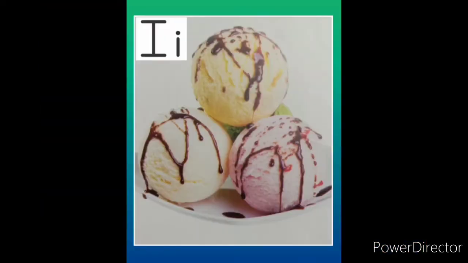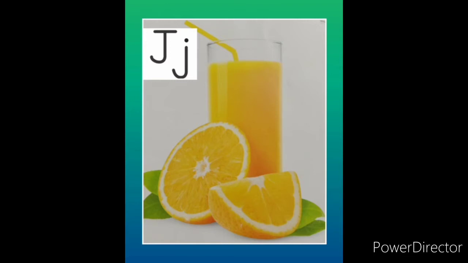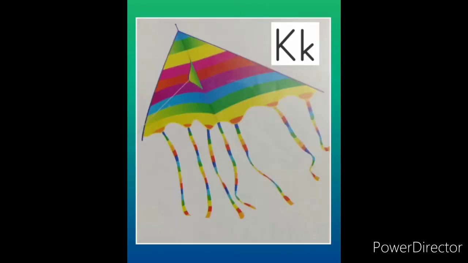I. Capital I, small i, Mama I, baby I. I for yummy yummy ice cream. What comes after I? J. Capital J, small j, Mama J, baby J. J for juice. Healthy, healthy juice. What comes after J? K.